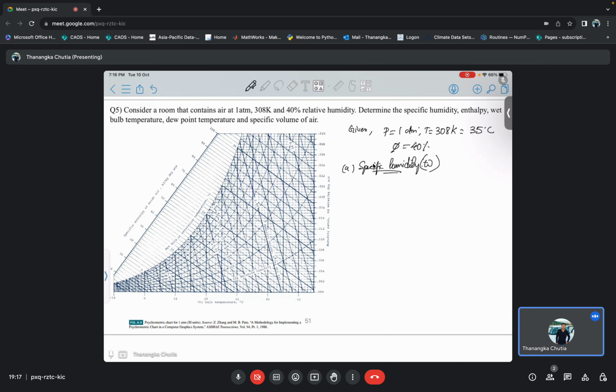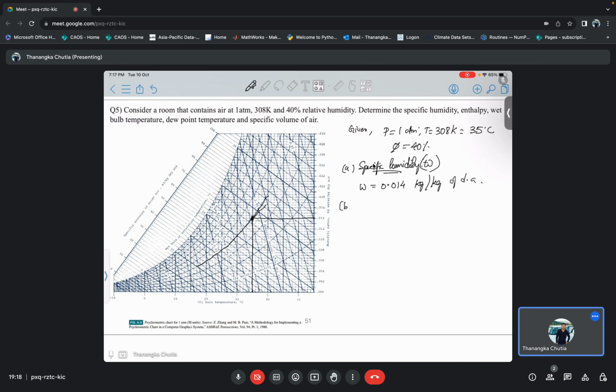So how will we find it? Once again, this is my 40% relative humidity curve, and 35 degrees Celsius is this one. So from here I will go to here. This is my point of intersection. From here I will draw this horizontal line. So W is equal to 0.014 kg per kg of dry air.